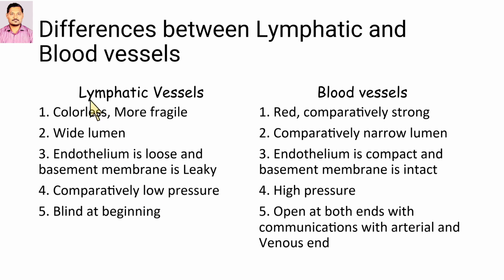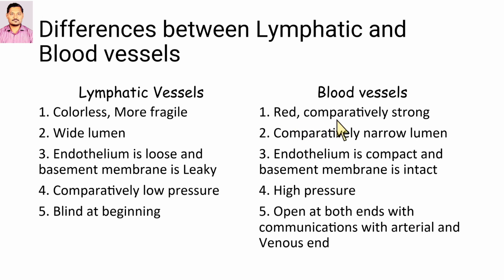There are a few differences between the lymphatic vessels and the blood vessels. What are those? The lymphatic vessels appear colorless, they are more fragile, a wide lumen is present, they have endothelium but it is loose, and the basement membrane is leaky. They have comparatively low pressure than the blood vessels, and they are blind at the beginning. So they begin at the blind end and they will open into the venous end.